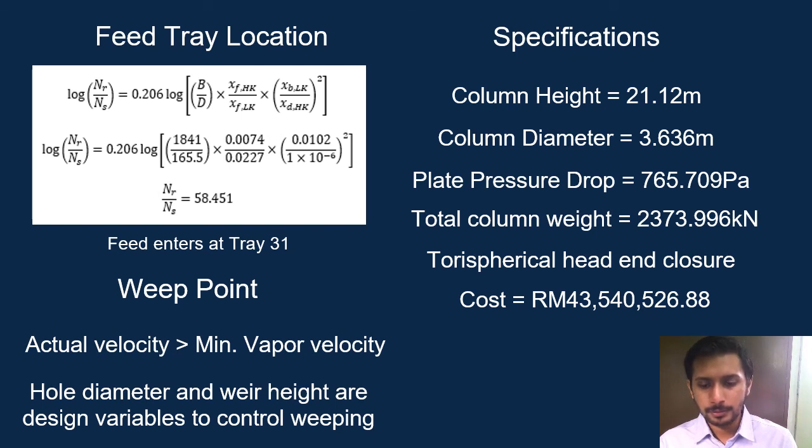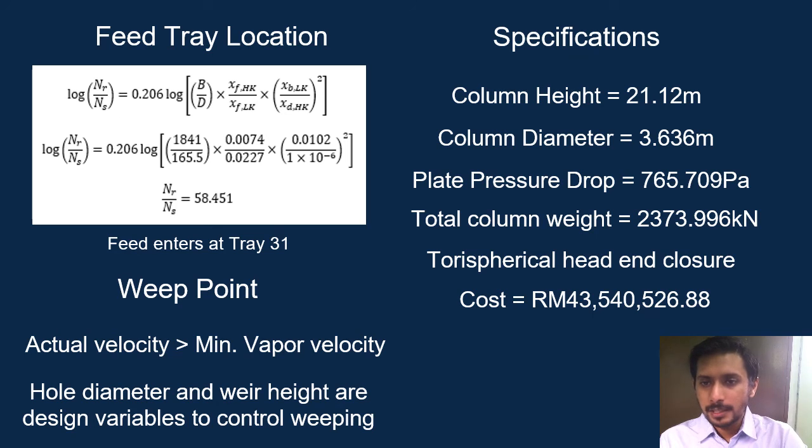Aside from that, we are able to identify a few other important parameters throughout our design process. One of which is the weep point. Weep point seems to be a particularly important aspect, because since we are using a sieve tray and it has perforations within it, if we don't have sufficient vapor velocity, we would have weeping within the trays, and that would reduce the efficiency of our plate and reduce the separation that we are intending to do. Thus, the actual vapor velocity must always exceed the minimum vapor velocity. And the way we can manipulate this is by manipulating our hole diameter or weir height, as they are the design variables to control weeping.